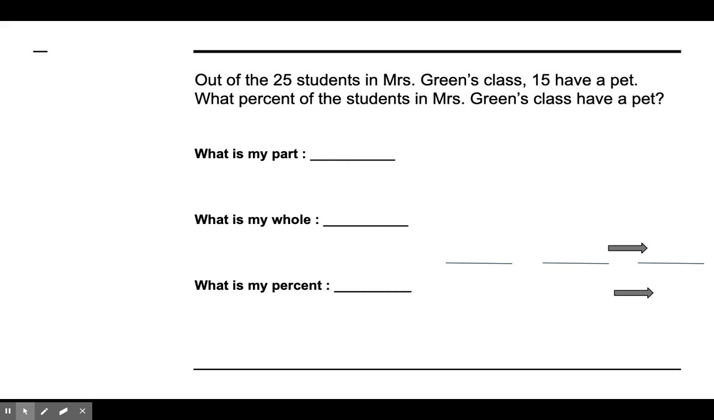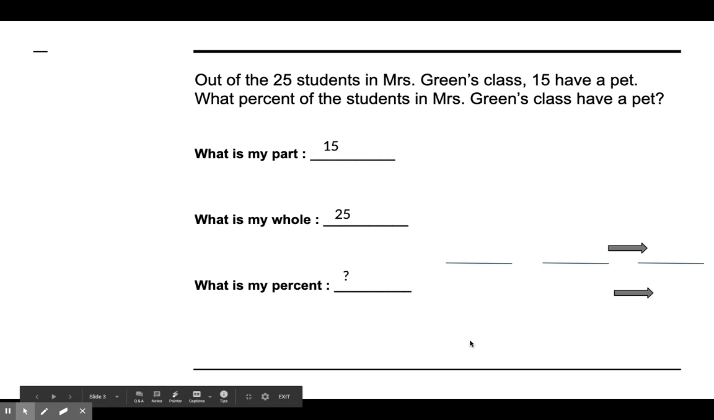So as I'm thinking about this, I need to be asking myself always these three important questions. What is my part? What is my whole? And what is my percent? So what is my part? Well, it's 15 because like I said, only 15 of those students have a pet. What is my whole? 25 students in Mrs. Green's class. And what is my percent? We don't know because it says what percent. That lets me know in the question I'm trying to figure out what is a percent.